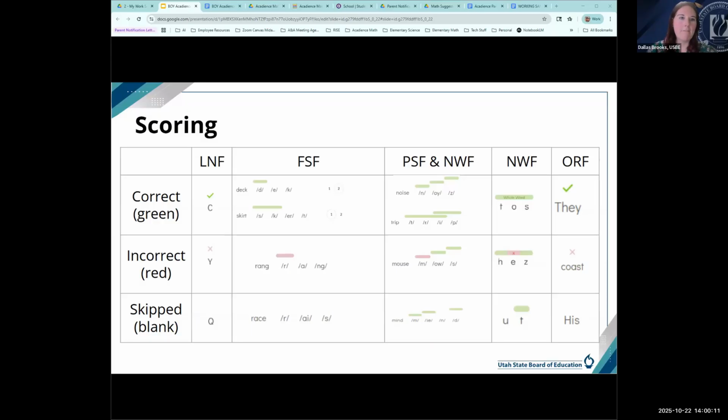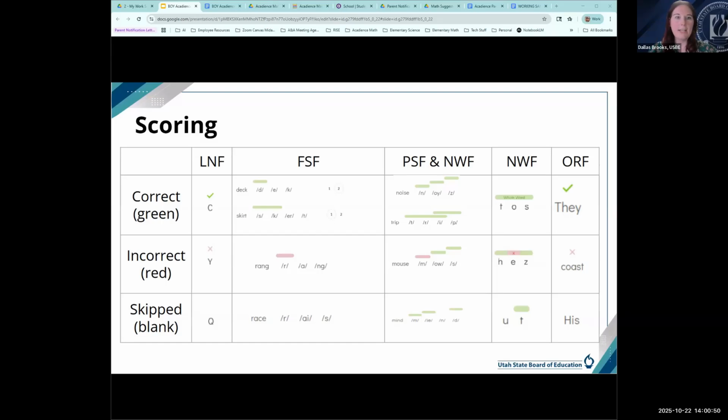So you can see just on that first row there for L and F, the student knew C, there's a green check mark above it. For first sound fluency, there's two examples here. The first one is for deck, and the student was able to segment that first sound on deck by itself, so it has that line. Now on skirt, the student was able to partially segment that first sound. They got the SK sound together, not just the S. So it did put a green line above because they did get that correct, where they didn't add an extra sound or anything like that. They got that part correct. They just didn't get full credit for it.